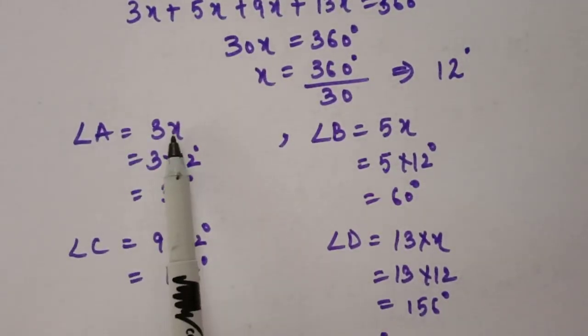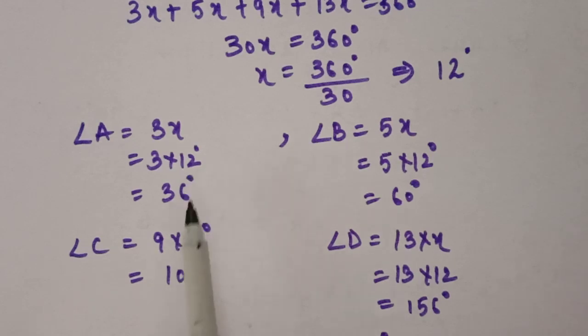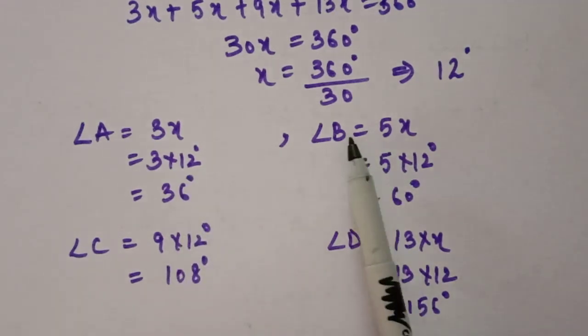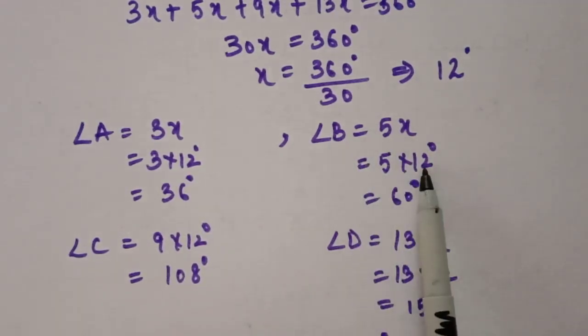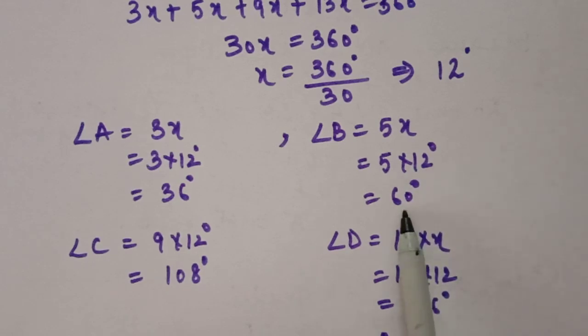So students, angle A is equal to 3x. We will put the value of x, which is 12 degree. Now angle A is 36 degree. Angle B is 5x. We will put the value, and now angle B is 60 degree. Angle C is equal to 9x, 9 into 12 degree, which is 108 degree. Angle D is equal to 13x. We will put the value. Now angle D is 156 degree. So students, now we got our answer.